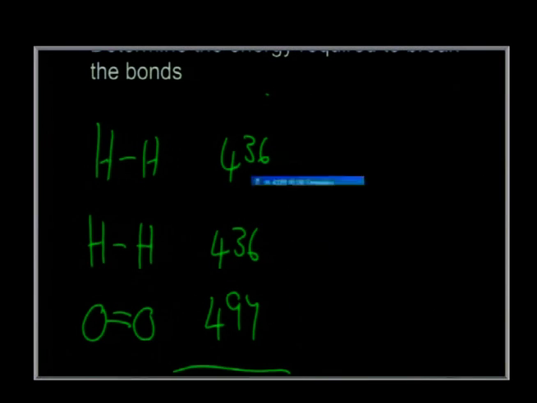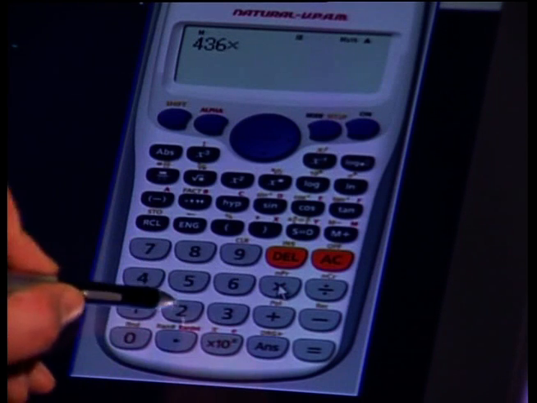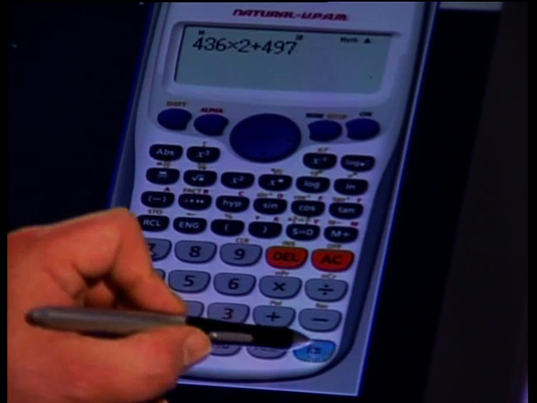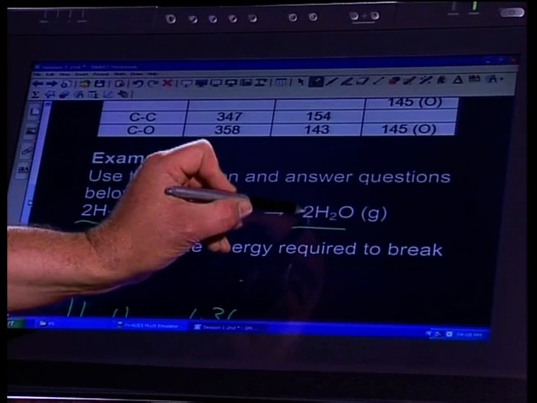So if I use the calculator and I just say 436 times 2 plus 497 equals 1369. 1369 kilojoules per mole. Okay, per mole. So that's the energy that it would take to break the bonds. Now, you could do exactly the same calculation, and it's in your notes. If you're looking at the X sheets, you'll see to make the bonds. The trick here is that you'll have to look at the number of moles and calculate the number of bonds.